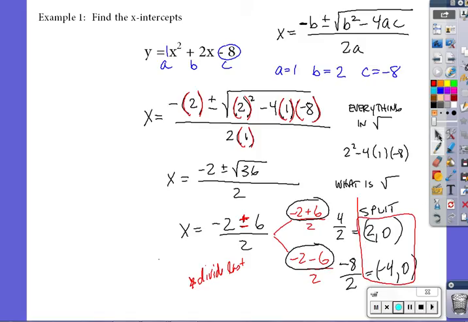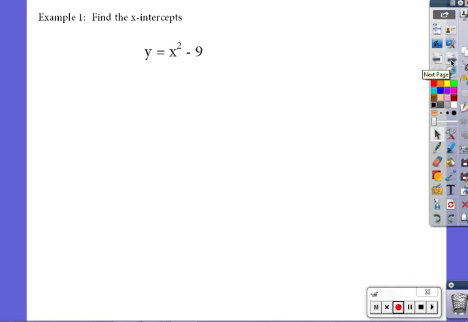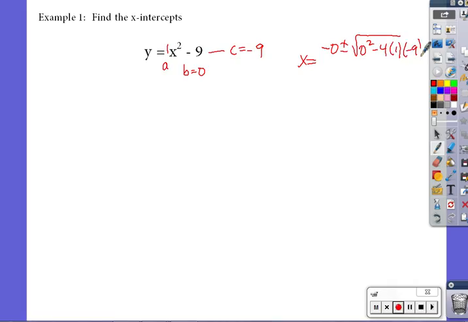All right, I'm going to go ahead and skip ahead to this one here because I want to let you know what happens when we don't have a particular variable. So here the a value is 1. The b value is 0 because there is no x, and the c value is negative 9. So what that looks like in my formula would be negative 0 plus or minus the square root of 0 squared minus 4 times 1 times negative 9 all over 2 times 1. Nothing different though, besides the fact that the b is 0. That doesn't change our work. So we're still going to have 0 plus or minus the square root of whatever this equals.